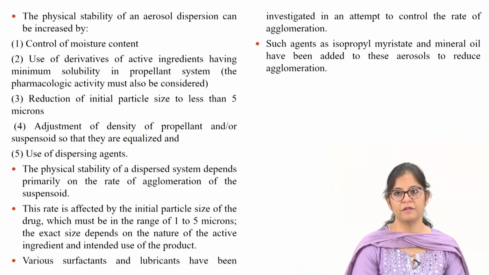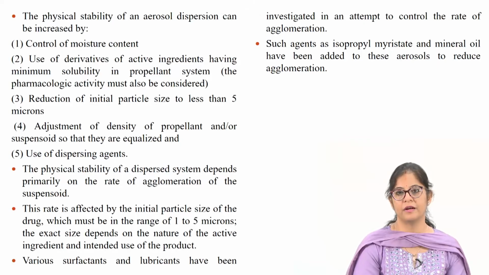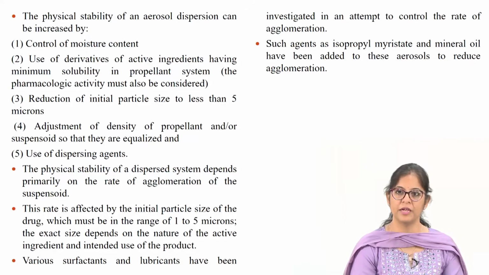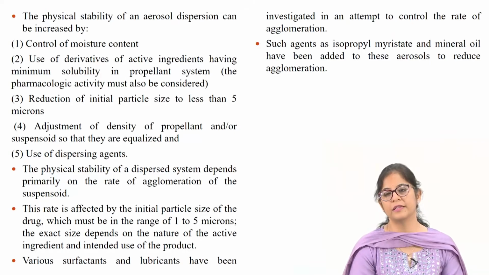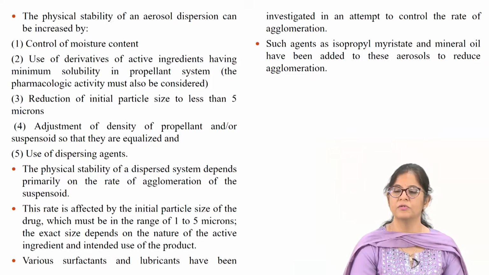The physical stability of a dispersed system depends primarily on the rate of agglomeration of the suspensoid. The rate is affected by the initial particle size of the drug, which must be in the range of 1 to 5 microns. The exact size depends on the nature of the active ingredient and the intended use of the product. Various surfactants and lubricants have been investigated to control the rate of agglomeration. Such agents as isopropyl myristate and mineral oil have been added to these aerosols to reduce agglomeration.